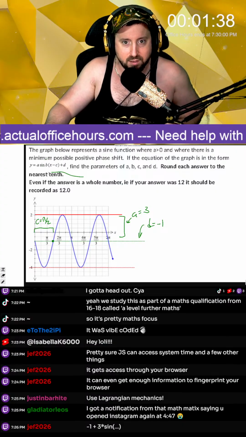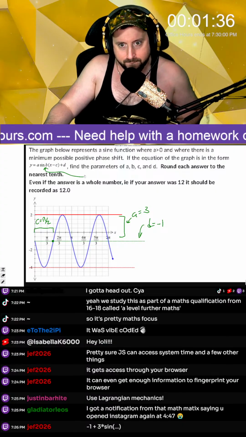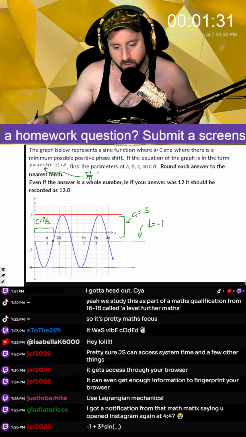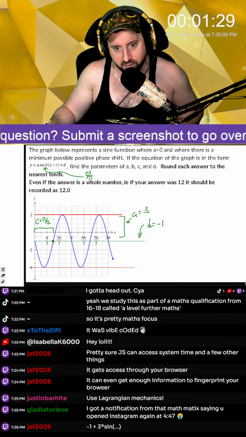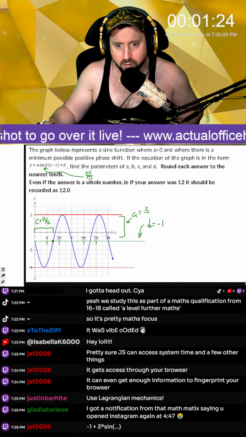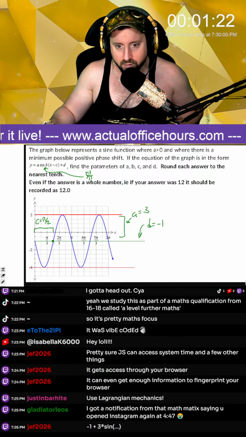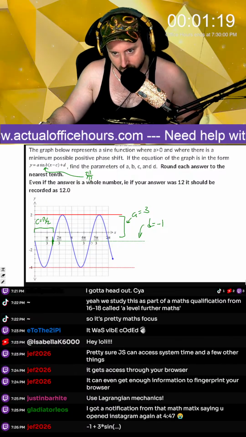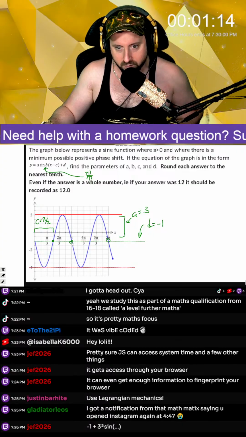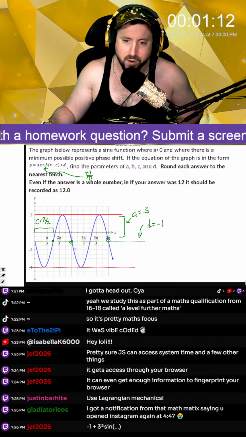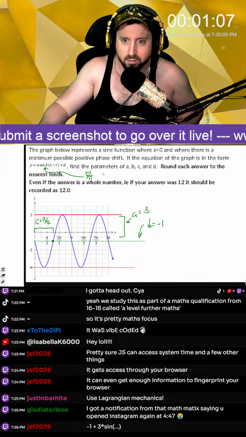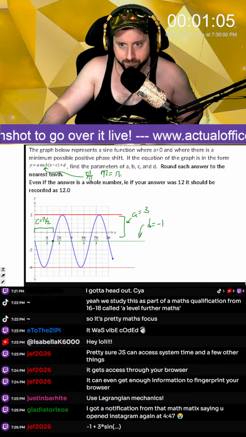And then B is always 2 pi over the period, right? So the period in this case is equal to... man, I hate how they labeled this. Okay, so this is pi/2. The period is just 2 pi. Right? Or no, the period is pi. Yeah. Period's equal to pi.